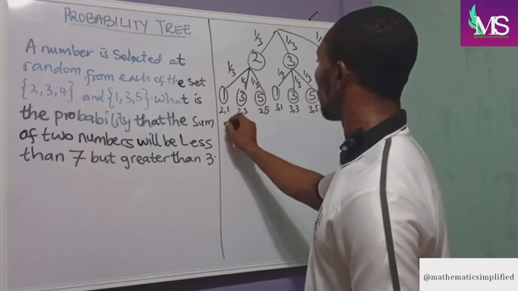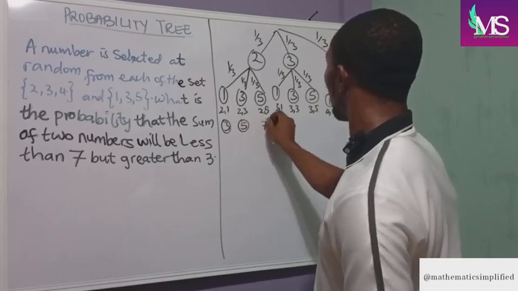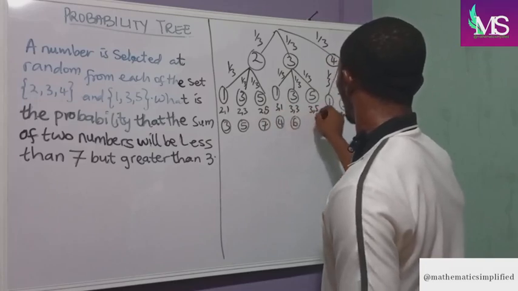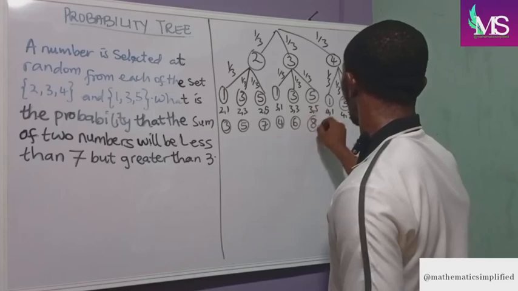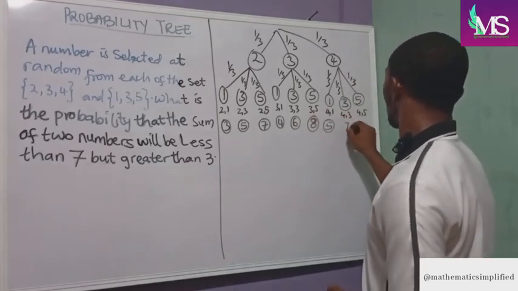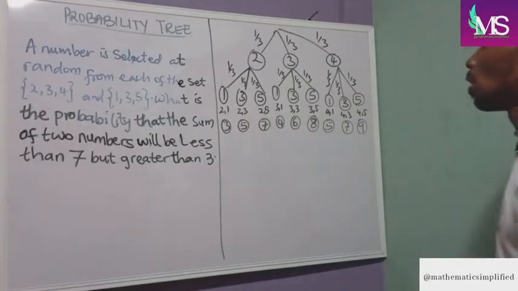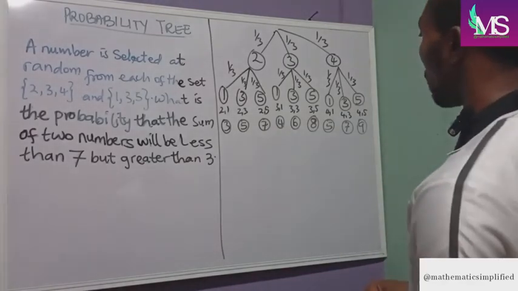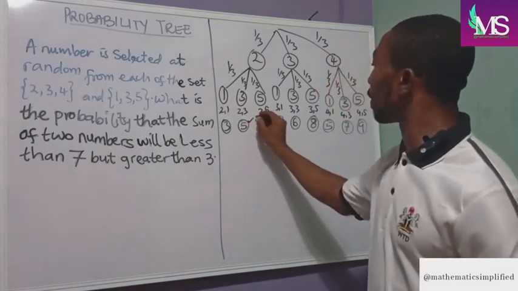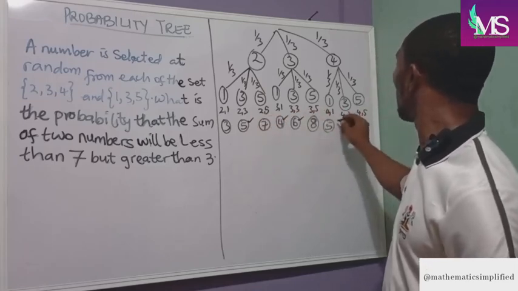Now the sum of this will give us 3, this will give us 5, this will give us 7, this will give us 4, this will give us 6, this will give us 8, this will give us 5, this will give us 7, and this will give us 9. Now, since you are looking for less than 7 but greater than 3, we look at the probability of 5, 4, 6, and 5.